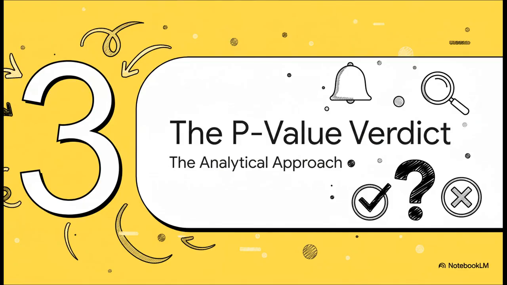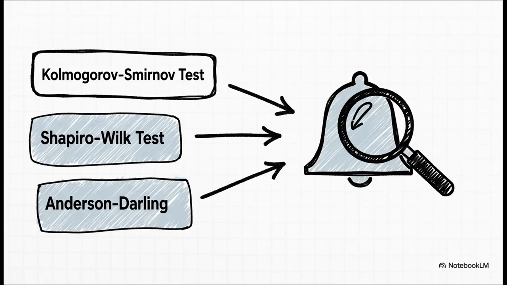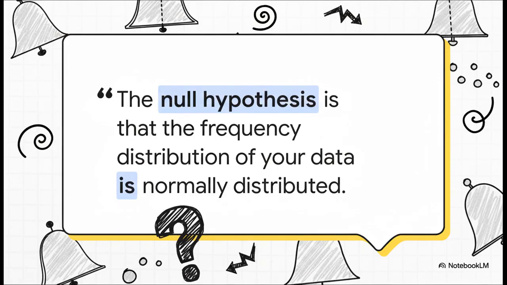Now, this is the way a lot of us first learn to do it. It's all about getting that one single number, the p-value, that's supposed to give you a clean, simple yes or no answer. And you've probably bumped into these names in whatever stat software you use. The Kolmogorov-Smirnov test, the Shapiro-Wilk, maybe the Anderson-Darling. They all sound complicated, but they all work on the exact same idea. And that big idea is the null hypothesis.